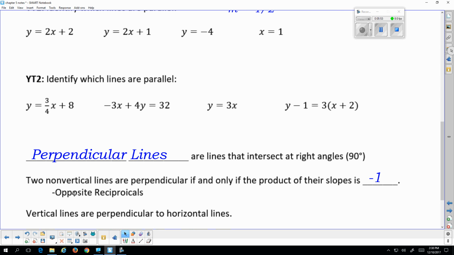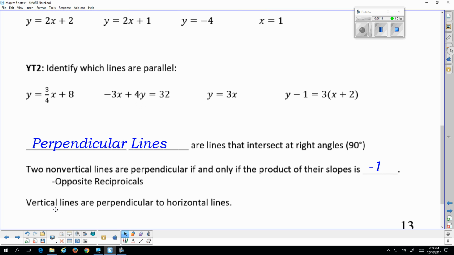Now, there's an easier way to do this. You could just do opposite reciprocals. So basically, if the slopes are opposite reciprocals of each other, they're perpendicular. Opposite meaning the signs are different, so one's going to be positive, one's going to be negative. And reciprocals means that if you flip the fraction for one of them, you'll get the same answer as the other one. Okay, so reciprocal meaning that the fractions are flipped.